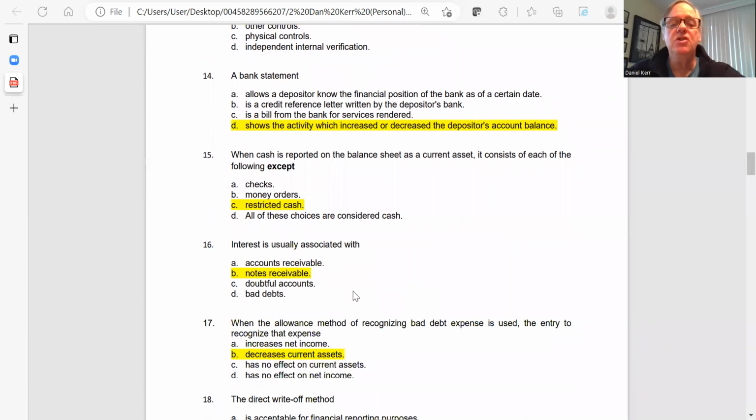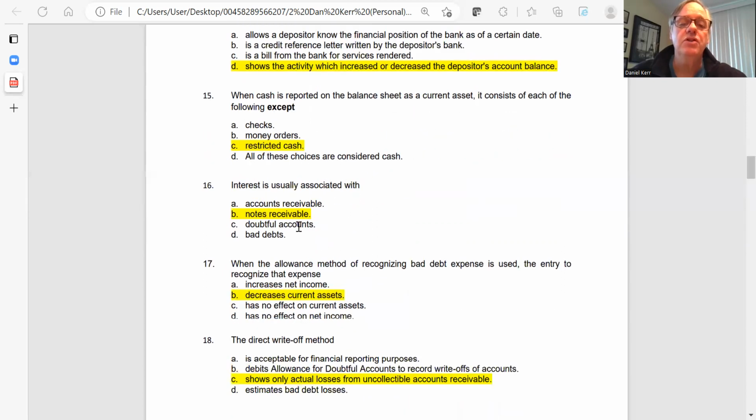16, interest is usually associated with a note receivable. This is the difference between a note receivable and an account receivable. With an account receivable, we have an expectation that it will be paid within a certain period of time. So the terms are usually like 2/10, n/30, we expect to be paid in 30 days. There's no guarantee we're going to be paid in 30 days. But if you have a note receivable, that is a stronger legal claim. And a note receivable usually has a due date, and it usually has interest. So interest is usually associated with a note receivable, not an account receivable or doubtful accounts or bad debts.